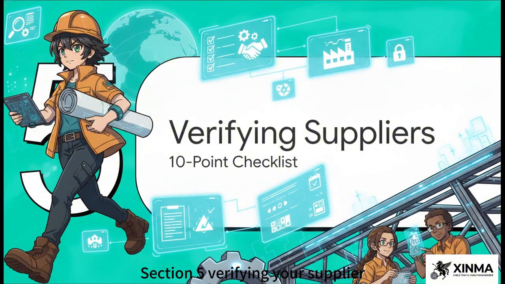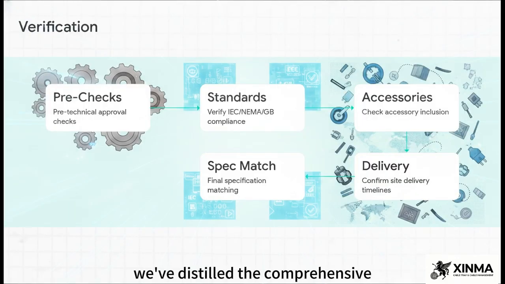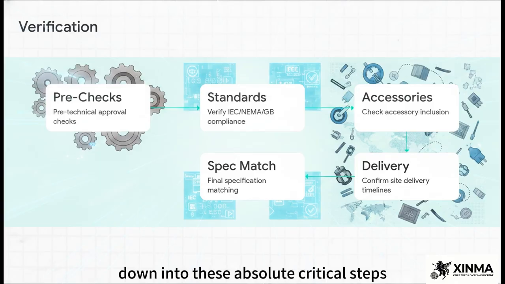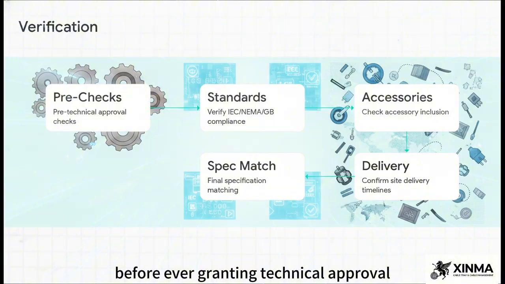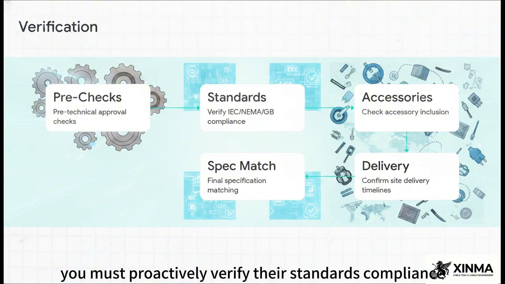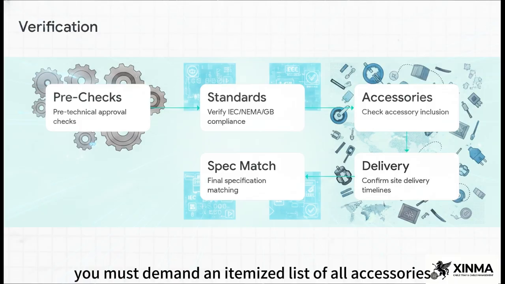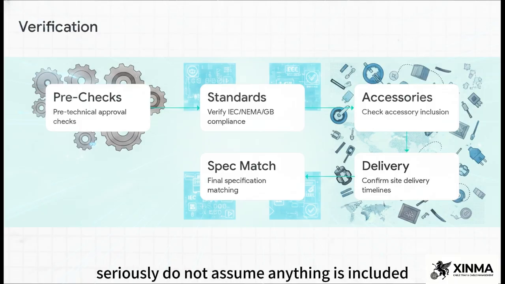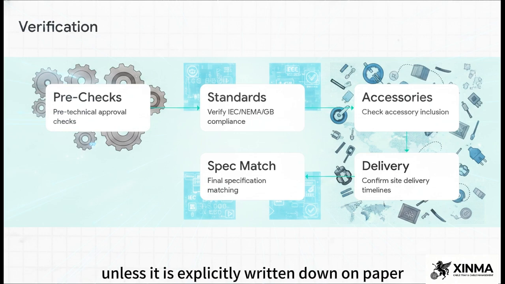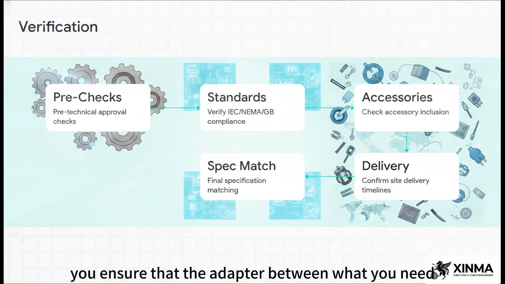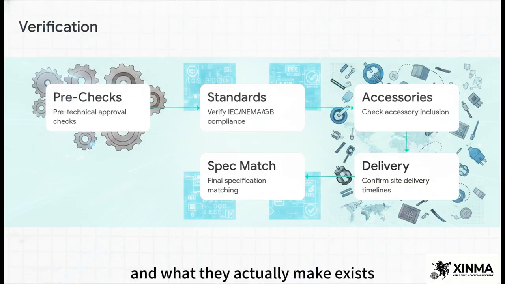Section 5, verifying your supplier. Finally, we're going to translate all of this theory into tangible, boots-on-the-ground steps that you have to take to secure your project. We've distilled the comprehensive 10-point supplier verification checklist from the source down into these critical steps that EPC teams must execute before ever granting technical approval. You must proactively verify their standards compliance. You must demand an itemized list of all accessories. Seriously, do not assume anything is included unless it is explicitly written down on paper. By doing this up front, you ensure that the adapter between what you need and what they actually make exists.